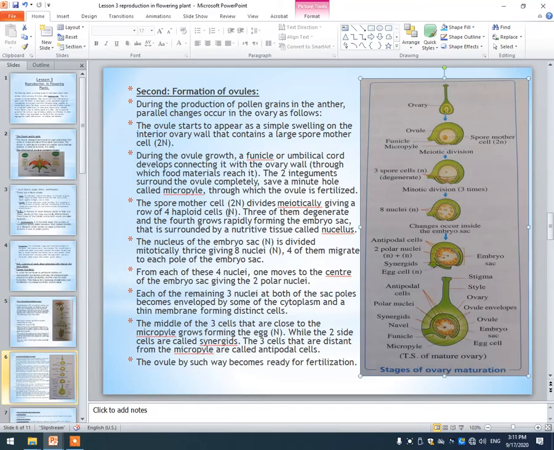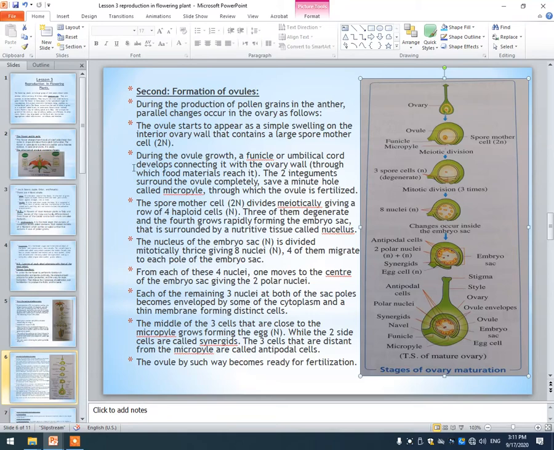During the production of pollen grain in the anther, parallel changes occur in the ovary. The ovule starts to appear as a simple swelling on the interior ovary wall that contains a large spore mother cell, 2N chromosome. After meiotic division, the spore mother cell will form 3 spore cells, which degenerate.